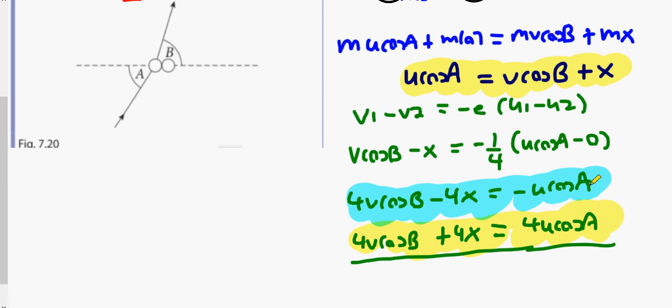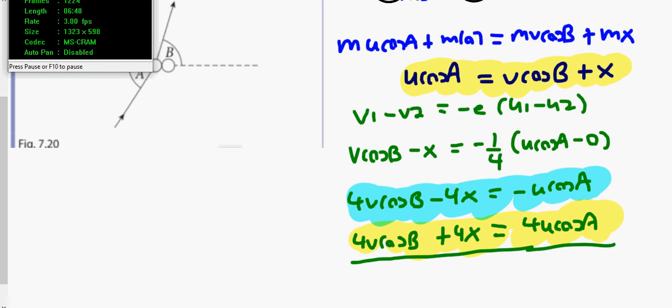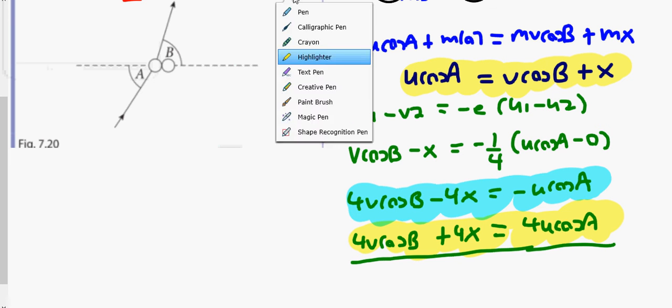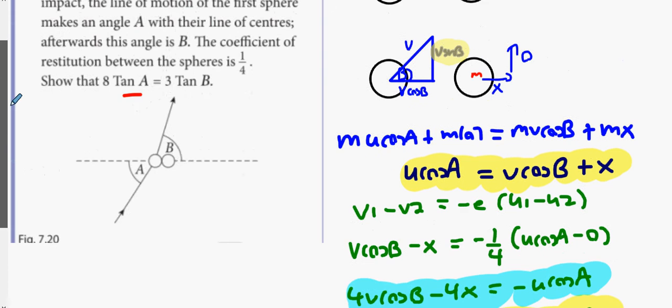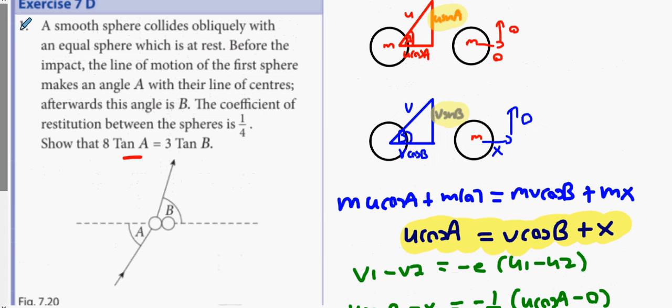Good. I'll pause here. Any questions? Let's keep going. 8V cos B equals 3U cos A. Right. Okay. That's grand. What piece of information have we not used yet? We haven't used the yellow parts. U sine A equals V sine B.